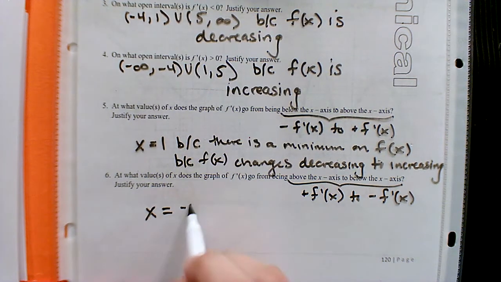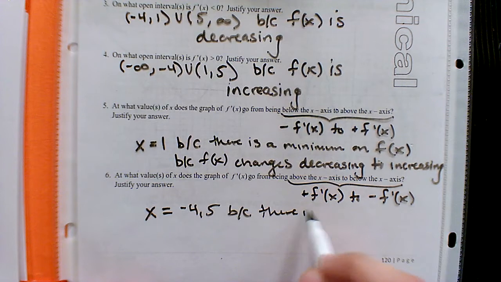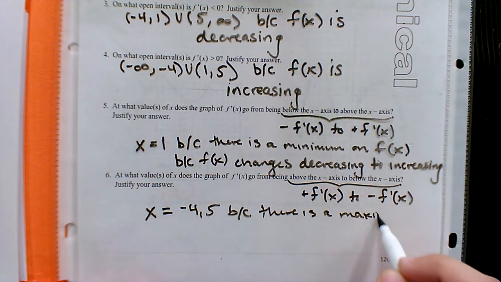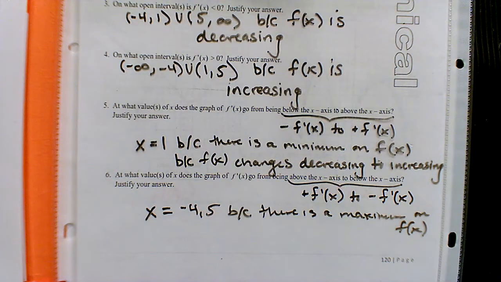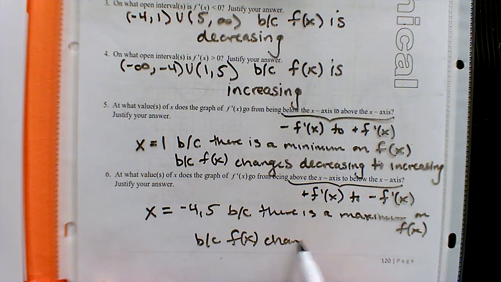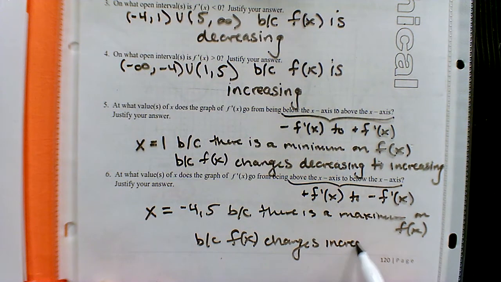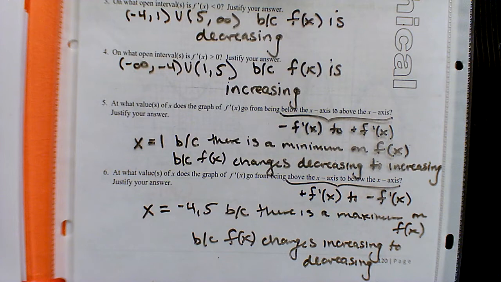Yeah. -4 and 5. -4 and 5 because there is a maximum on the f of x graph. One way you could phrase it, you could say because the f of x graph changes from increasing to decreasing. That's the whole idea of positive slope to negative slope, increasing going up, decreasing going down. Lots of different ways to phrase it. All right, so far so good.